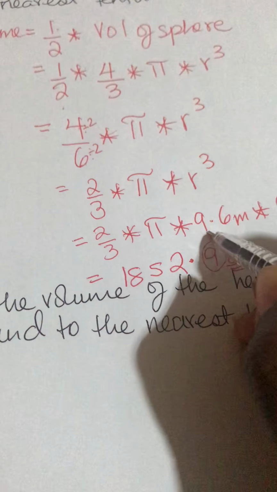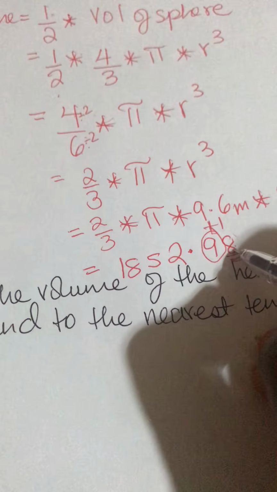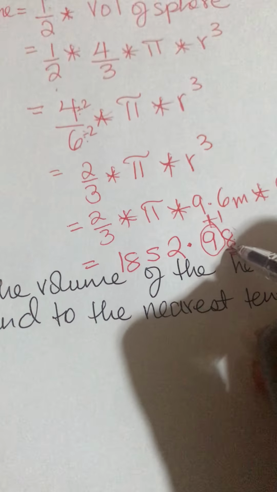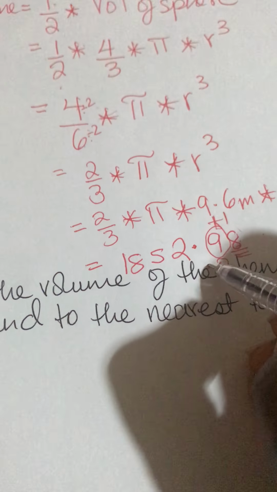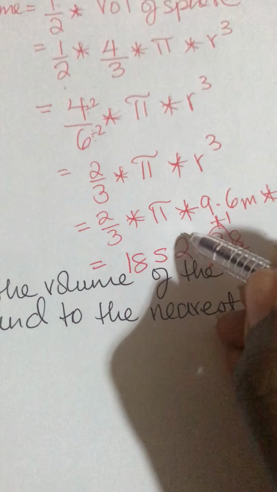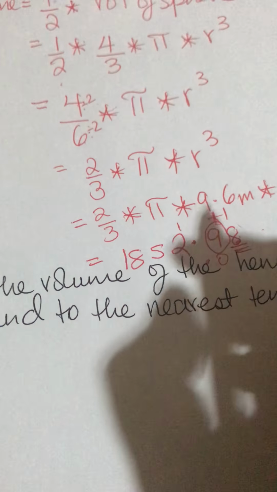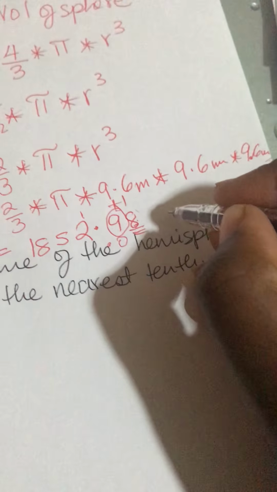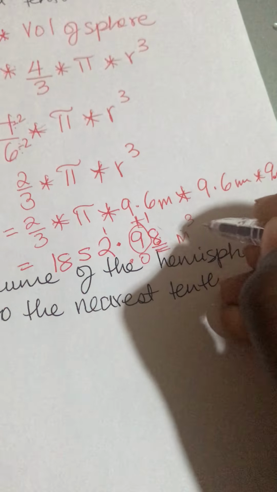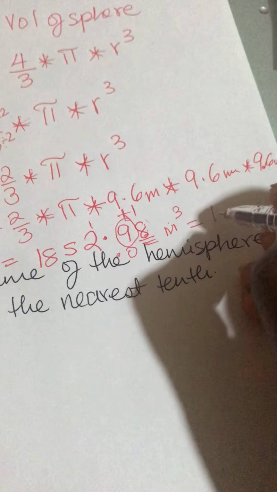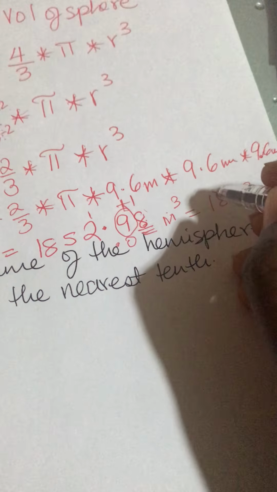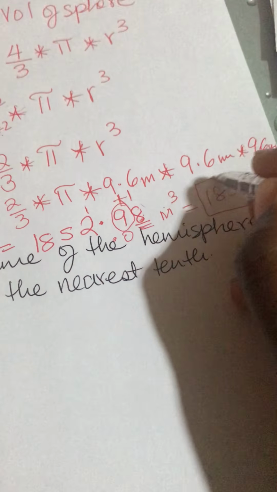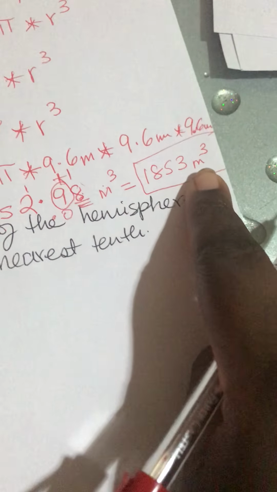Then you circle the 9, you underline the 8. We are adding, because this digit here is 5 and more. This becomes 10. You carry the 1 whole over here, and now your answer will become 1853 meters cubed. And there, this is our answer.